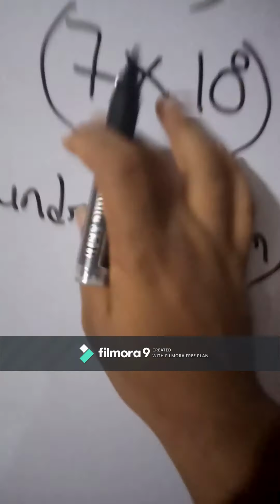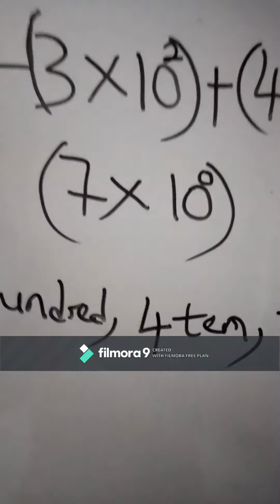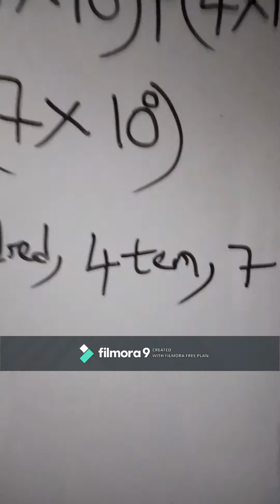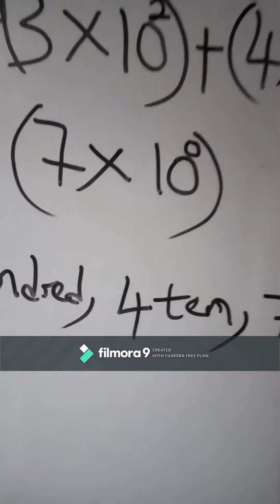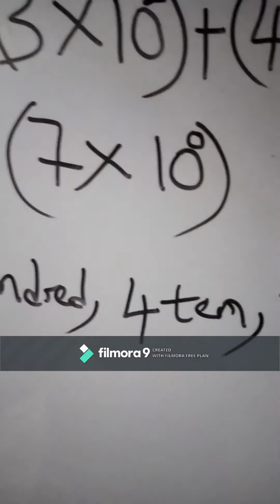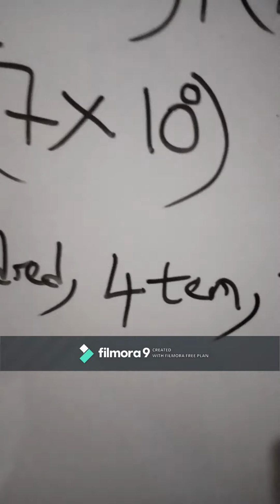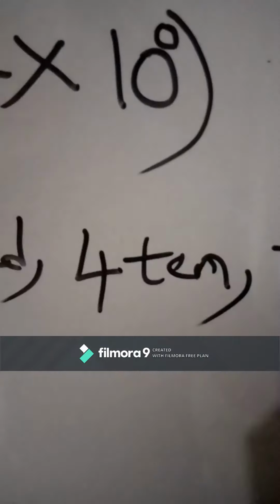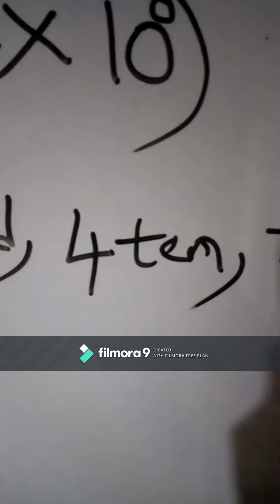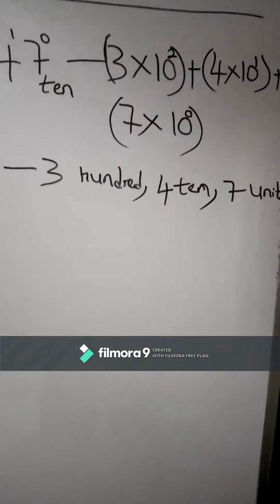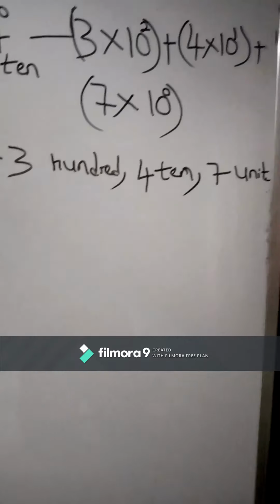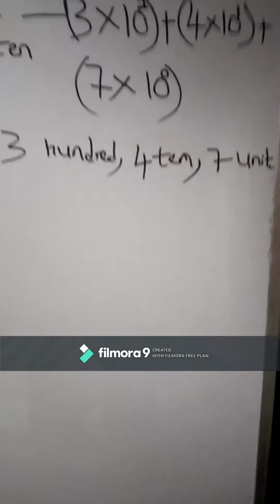And then the next one is what? 7. 10 to the power of 0 is 1. So 7 has a place value of 1. And remember that a single number is called units. The first number, units. So the place value of 3 in this example is 100. The place value of 4 is 10. The place value of 7 is units.